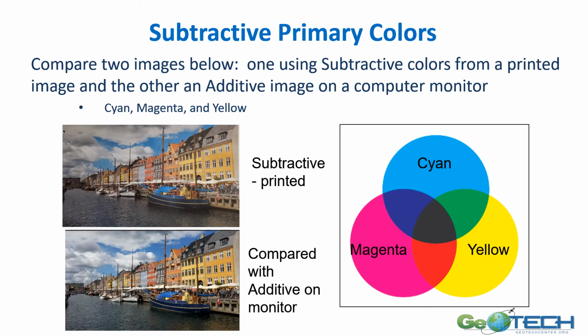Subtractive primary colors are generally associated with printed ink, and we call those colors cyan, magenta, and yellow. When all three of them have a value of 0, then it appears as white.